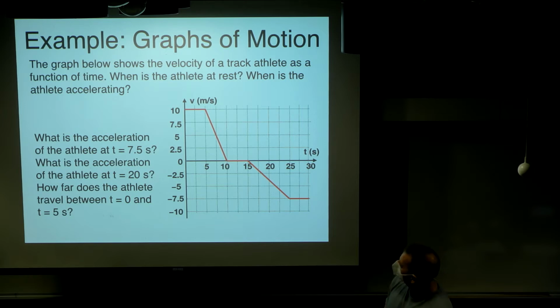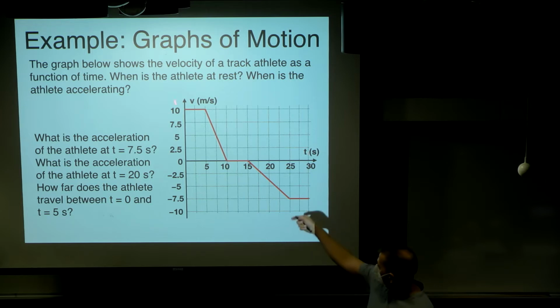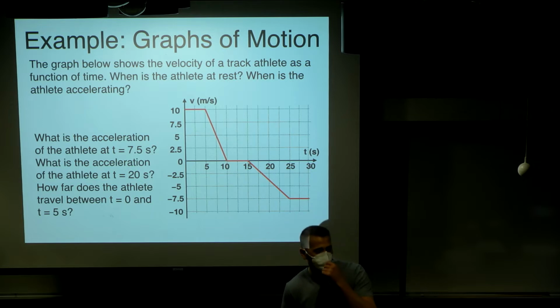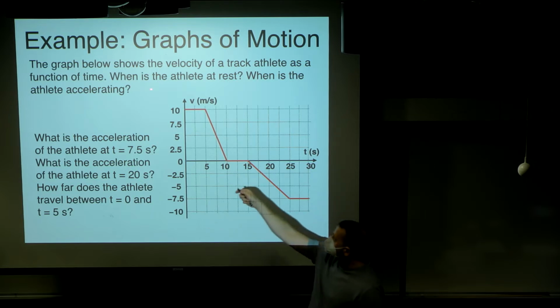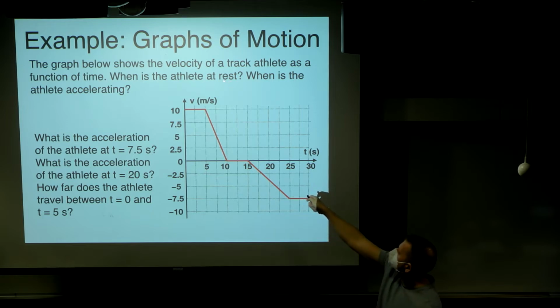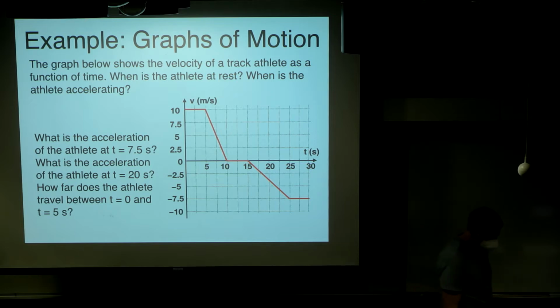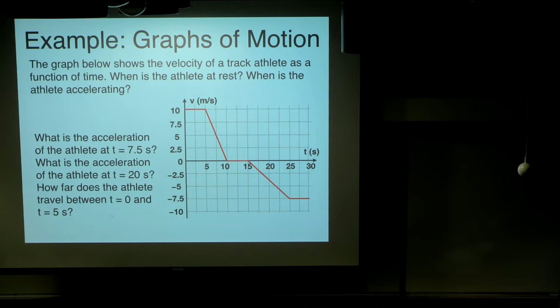Here's the problem. We have a velocity versus time graph for a track and field athlete. So we have velocity on this axis, time on this axis. We have a whole bunch of questions about this motion. Let's start up here. Let's answer these 2 questions. When is the athlete at rest, and when is the athlete accelerating? Can anyone tell me, just looking at this graph, when is the athlete at rest?